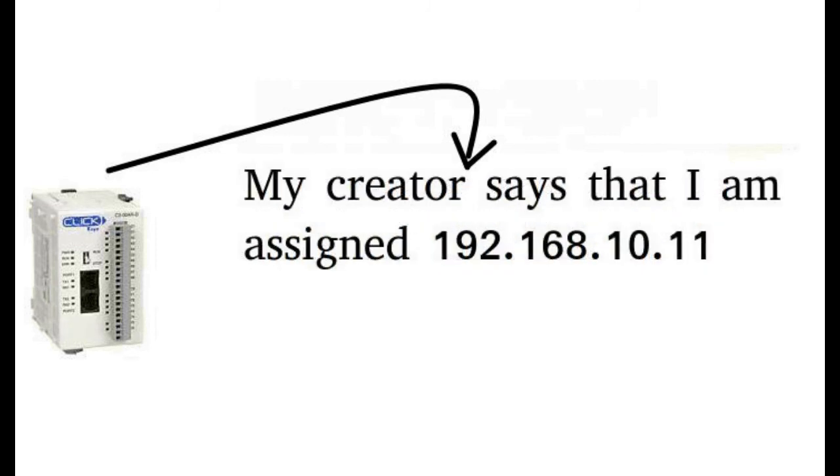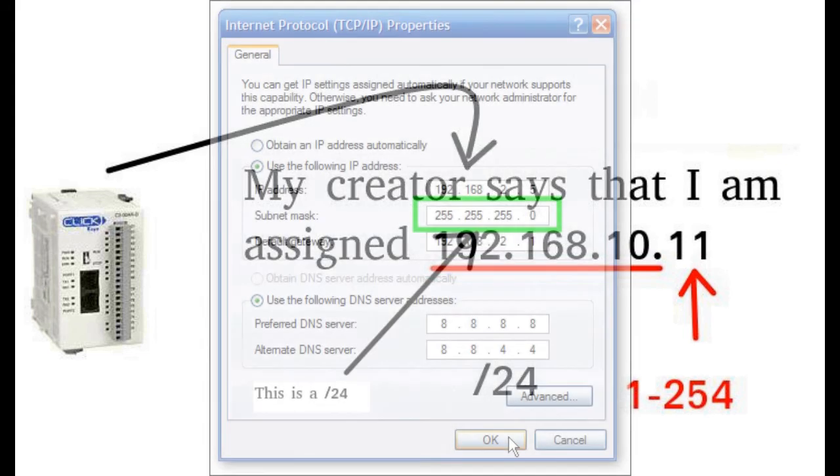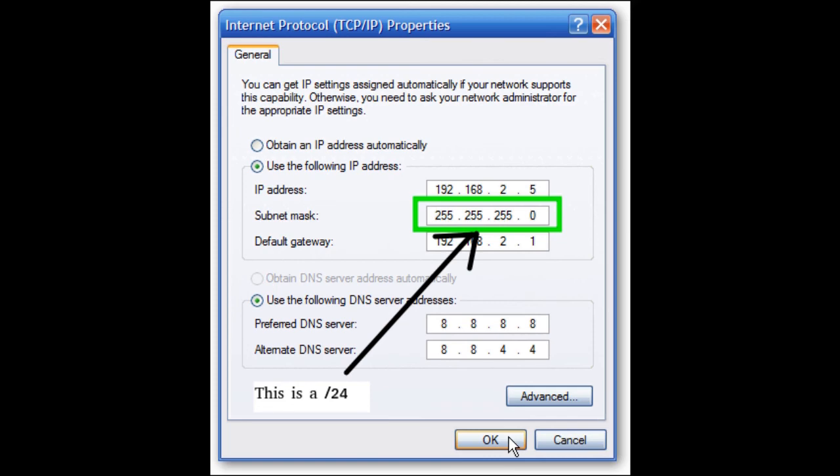192.168.10.10 with a subnet mask of /24. That's very typical. When you assign an address to your computer, the first 3 digits, just keep them the same. And for the 4th digit, you can choose any number between 1 to 254, minus the number that is already assigned to the module. For the subnet mask, just try the default /24.